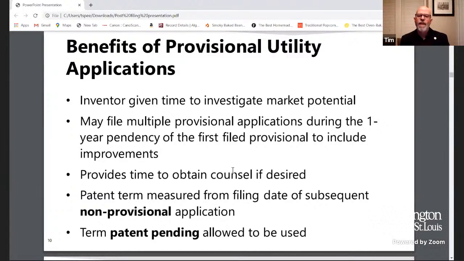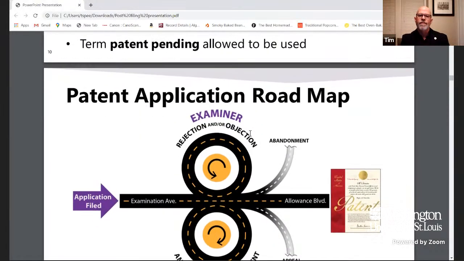As to the term patent pending, you can use that as soon as you file your provisional application. However, if the 1 year elapses and you don't file a non-provisional application, you would have to stop using that because you no longer have a patent application pending before the office. And so you no longer have a patent pending, right? So if you don't file that utility application, you wouldn't be able to continue using that in your marketing efforts.